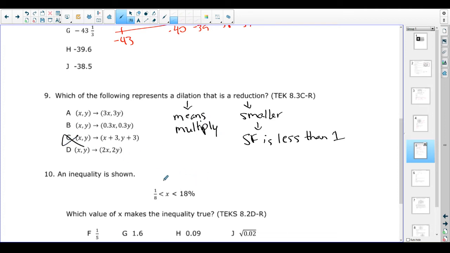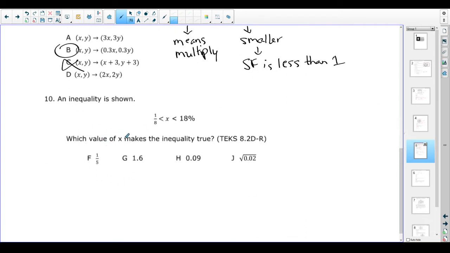How many people picked C so I can be upset? 1, 2, 3, 4, 5, 6 people picked C. That makes no sense. Okay. So then I know I'm multiplying, so it's 3, 3, or 2. Which of those is less than 1? It's 0.3. That should have been an easy question. Okay.